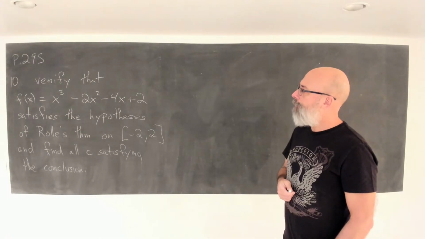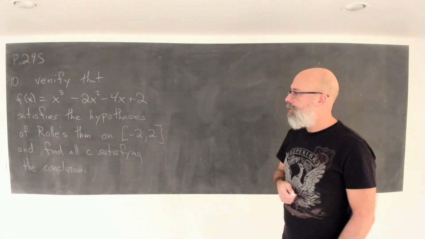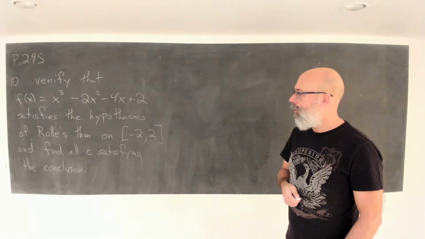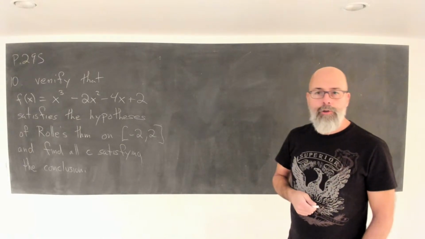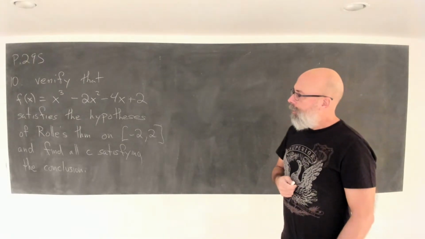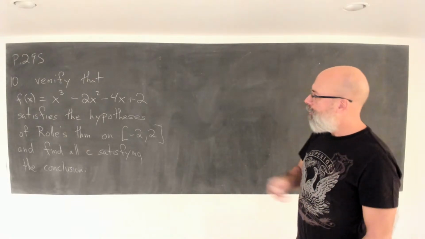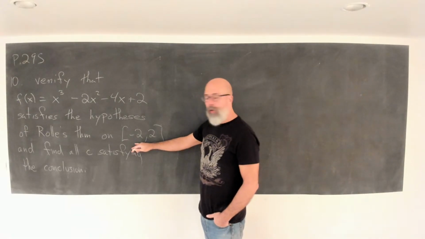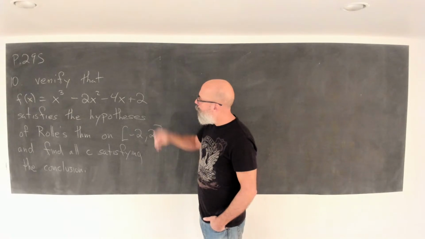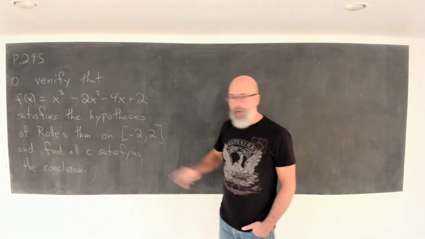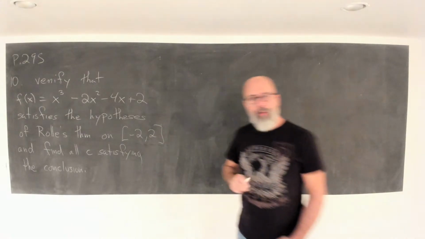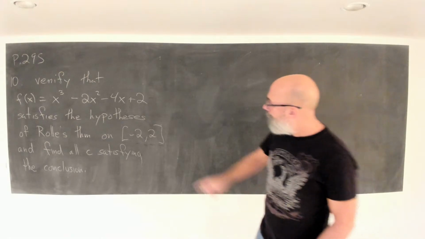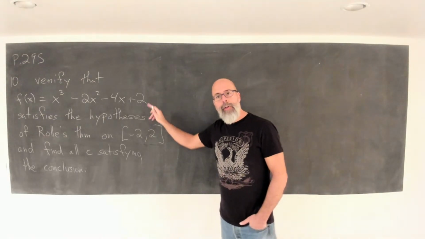Consider this question. Verify that this function satisfies the hypotheses of Rolle's theorem on the interval -2 to 2, and find all C satisfying the conclusion. You may recall Rolle's theorem asks that the function be continuous on a closed and bounded interval, and this being a polynomial, that is certainly continuous everywhere. So continuous on this closed and bounded interval. You need the function to be differentiable on the open interval. And again, being a polynomial, it's differentiable everywhere.